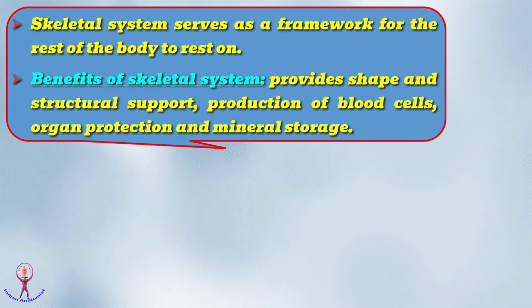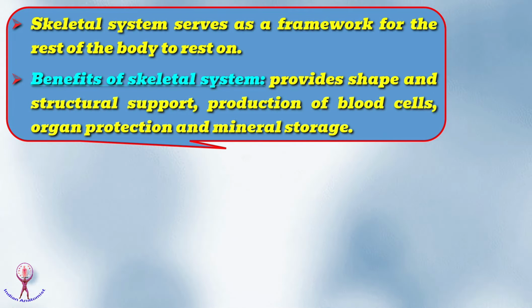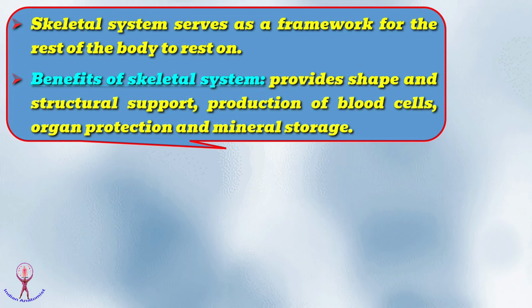Today's lesson is part of an ongoing lecture series, and the subject is general anatomy of the skeletal system. What is the skeletal system? The skeletal system serves as a framework for the rest of the body to rest on. Now, what are the benefits of the skeletal system? They provide shape and structural support, production of blood cells, organ protection, and mineral storage.